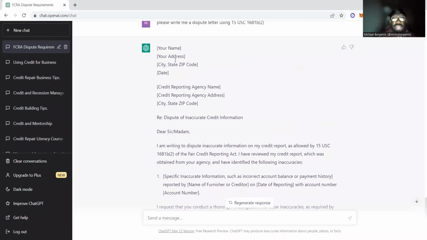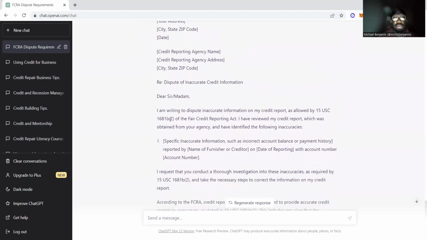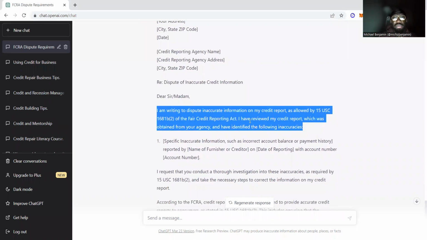So you see your name, your address, typical stuff, date, credit reporting agency name. So Experian, TransUnion, Equifax. You could cater it to the creditor if you want. Do what y'all need to do. You can say dispute of inaccurate credit information. Dear Sir, Madam, I'm writing to dispute inaccurate information on my credit report as allowed by 15 USC 1681B number 2 of the Fair Credit Reporting Act. That's very, very true, right?